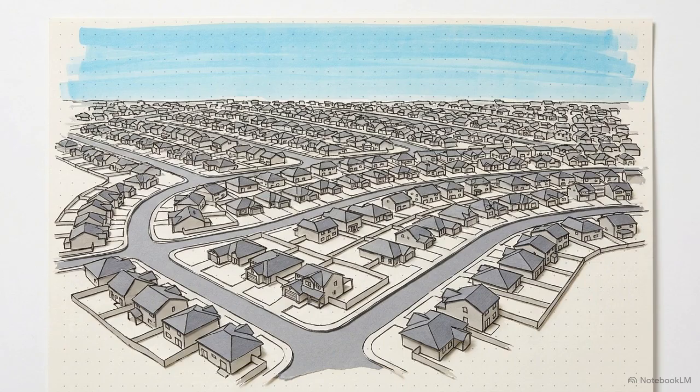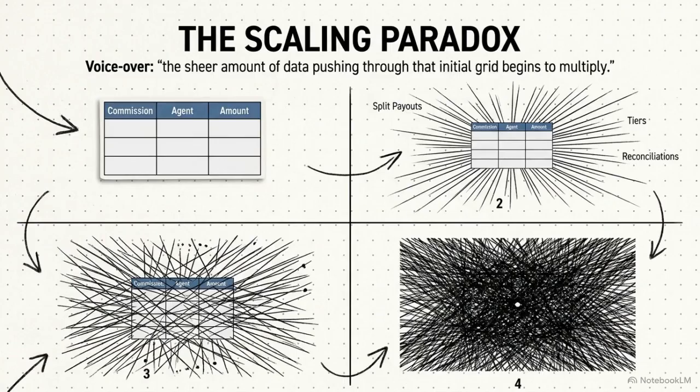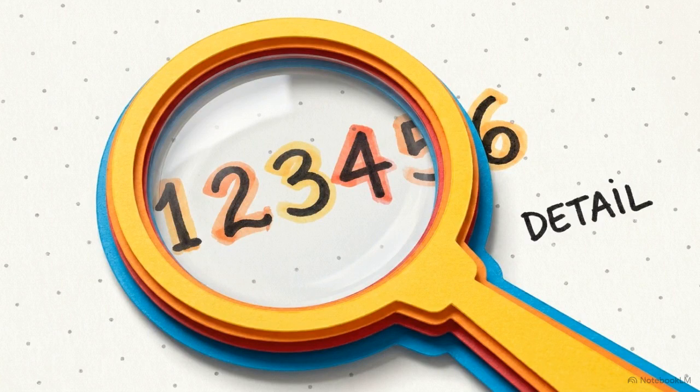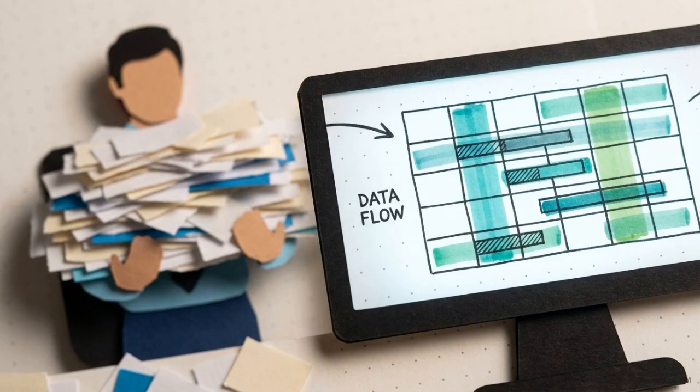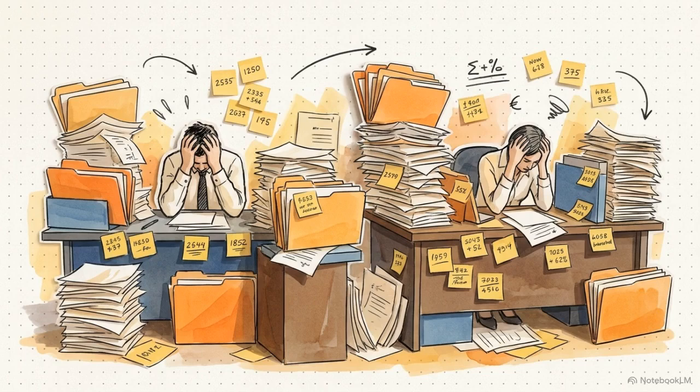But as you add agents, close higher volumes, and expand into new territories, the sheer amount of data pushing through that initial grid begins to multiply. Eventually, the tool that offered total clarity on day one starts to obscure the actual financial health of the business. The speed of a spreadsheet masks an operational foundation that cannot support the weight of a growing company.